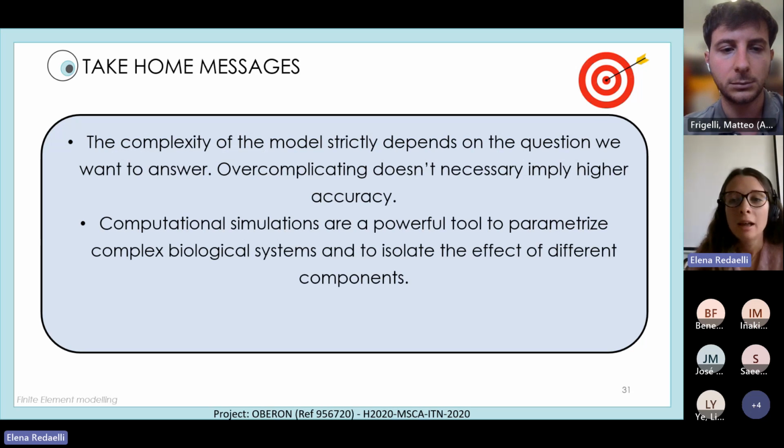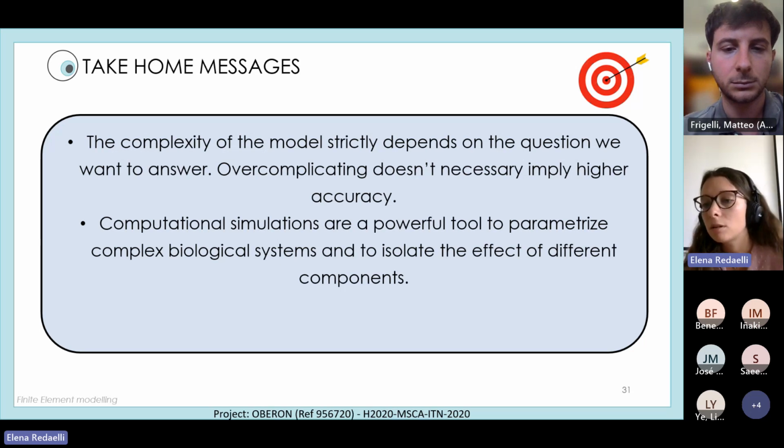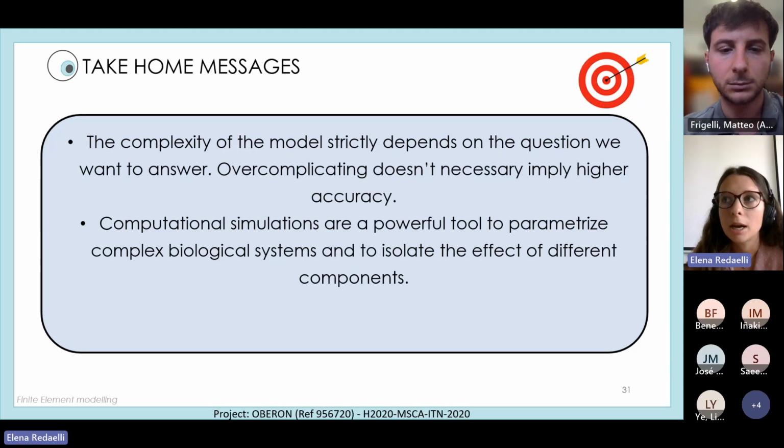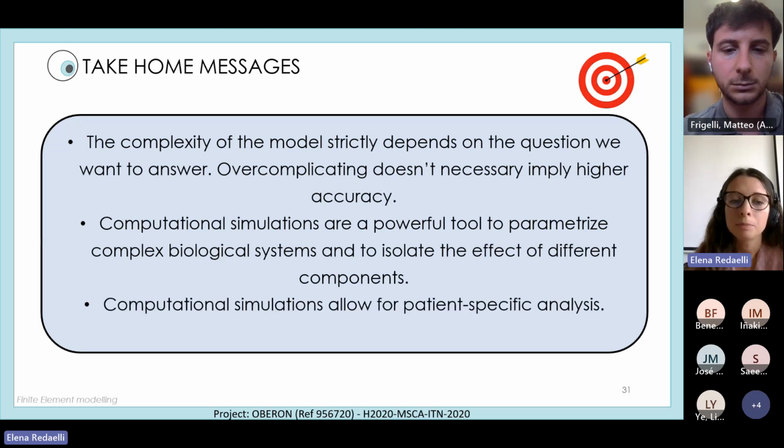These simulations are useful to parameterize complex biological systems. And so, for example, in our case, we can isolate the influence of the intraocular pressure with respect to the influence of the mechanical properties of the eye. So this parameterization allows us to study some components of the eye and of the surgeries and the clinical tests that are present in clinics.